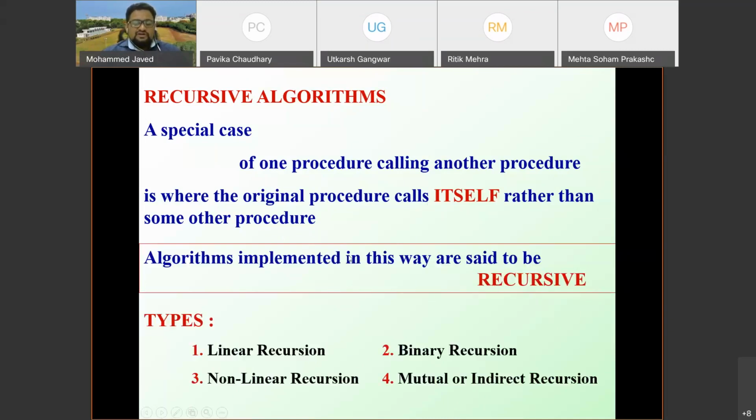And there are different types of recursive algorithms. There are a total of 4 I have classified here. The first one is linear recursion, and the second one is binary recursion. The third one is nonlinear recursion, and the fourth one is mutual or indirect recursion. We will see the definition of each one by one, and then we will see some examples.